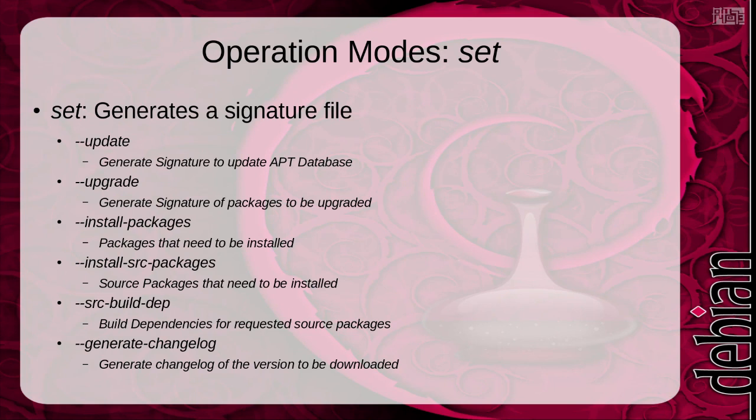And lastly, there is a generate changelog option, which is used together with the upgrade option, wherein if you have a package like bash and it is going to be upgraded from version 5 to version 6, then if you give the generate changelog option, APT Offline will also extract and generate a changelog for you to assess before you act on it.